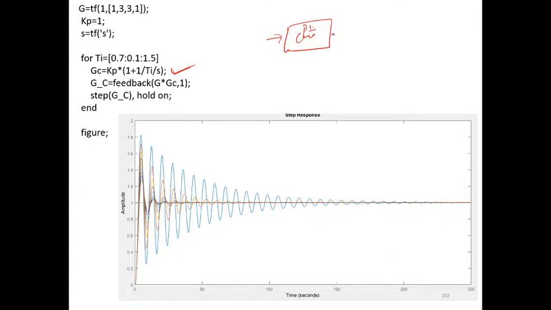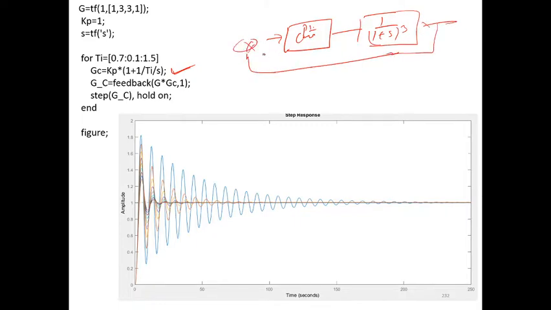Okay, and then this is the plant. The plant is 1 upon (s plus 1) whole cube, and then the feedback. Okay, so this is the rapid situation plant, that is linear, so we are not taking it. So the transfer function of the PI controller is Gc, and this is the gain. The feedback is 1, so what will Gc become?